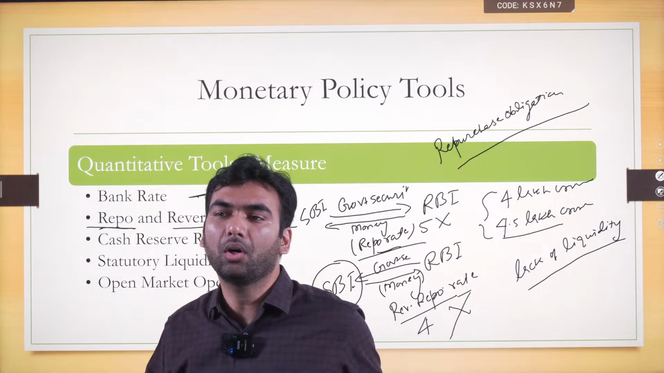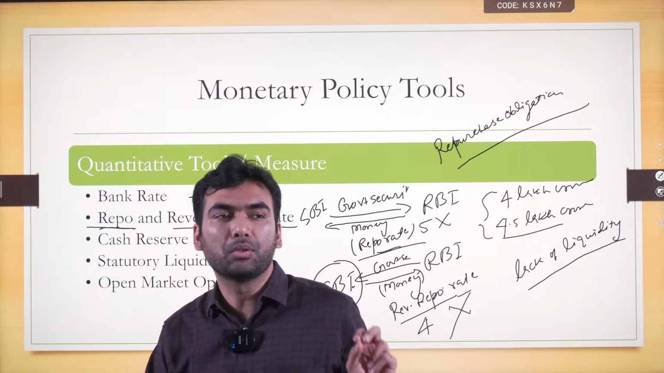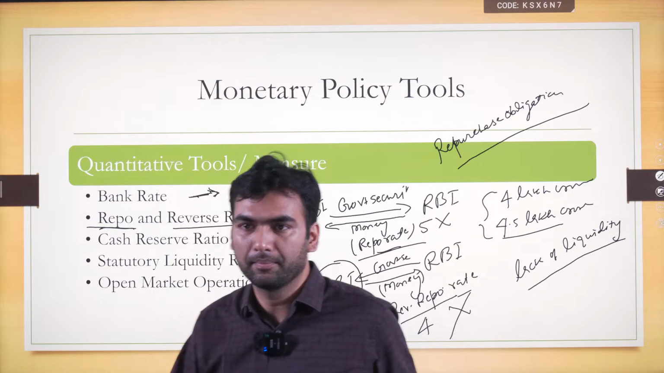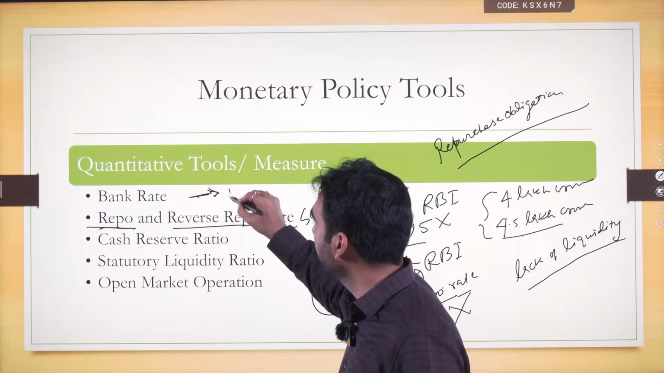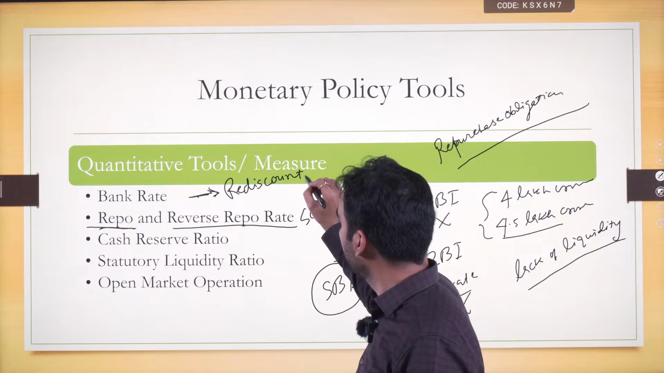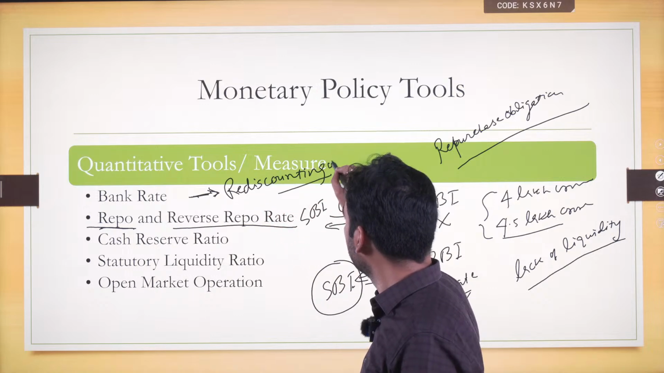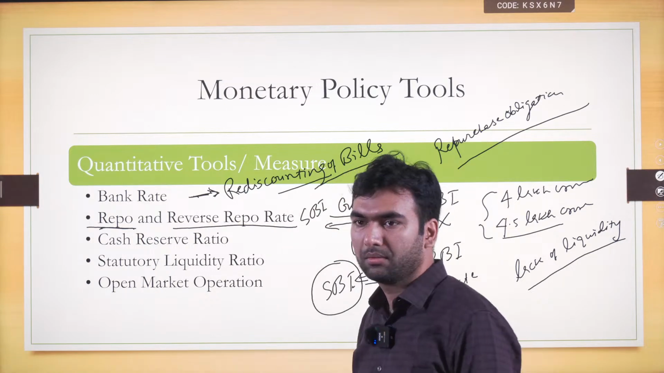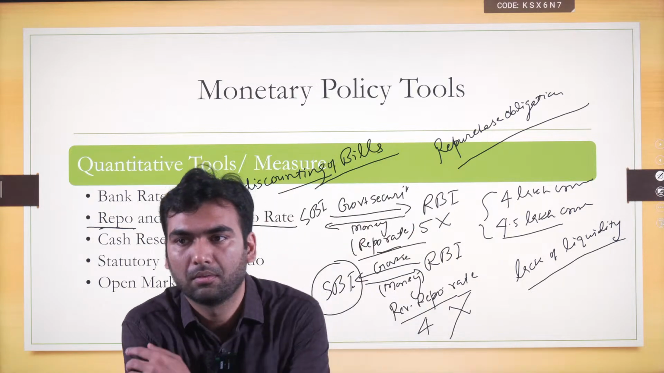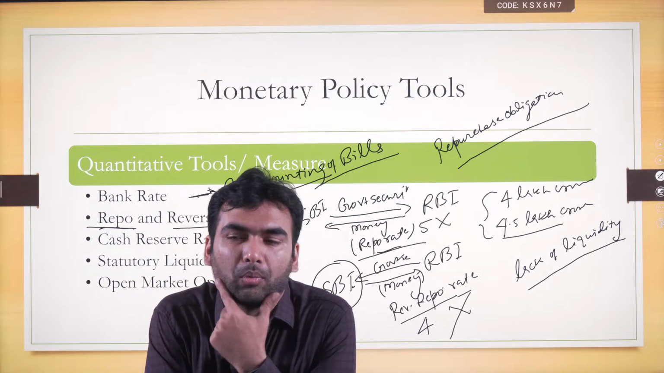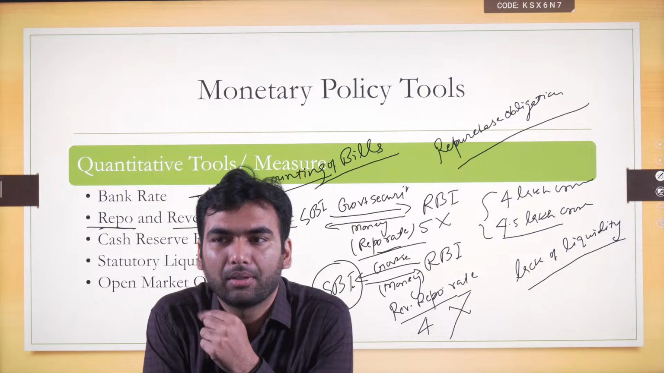The second utility of bank rate is that it is used as the rate for rediscounting of bills. Okay, you may write it as well. What is rediscounting of bills? Corporate bonds. Not exactly corporate bonds. A corporate bond is a slightly different thing.